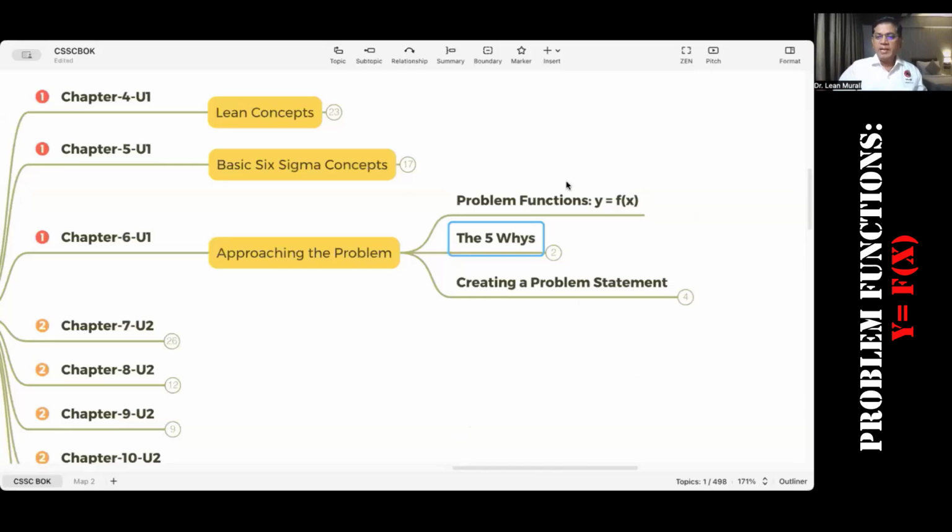In reality, it is not just a single cause. There will be multiple causes. If you agree, type MC in the chat box. Generally, there is no single cause. There are multiple causes. And when there are multiple causes, one cause will have more impact than the other causes. How many of you agree?